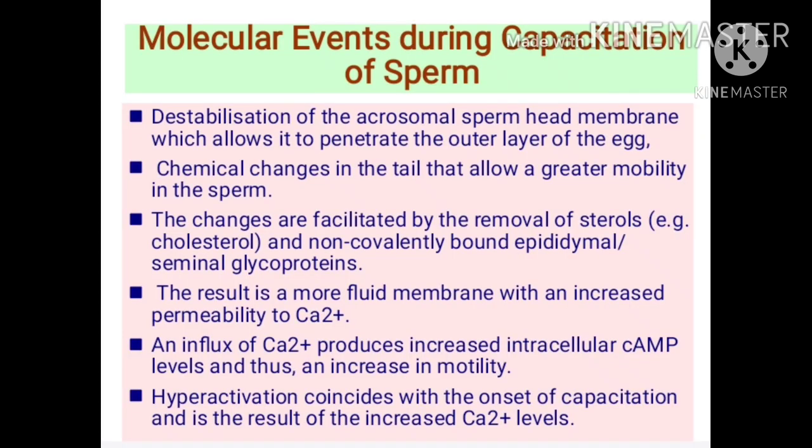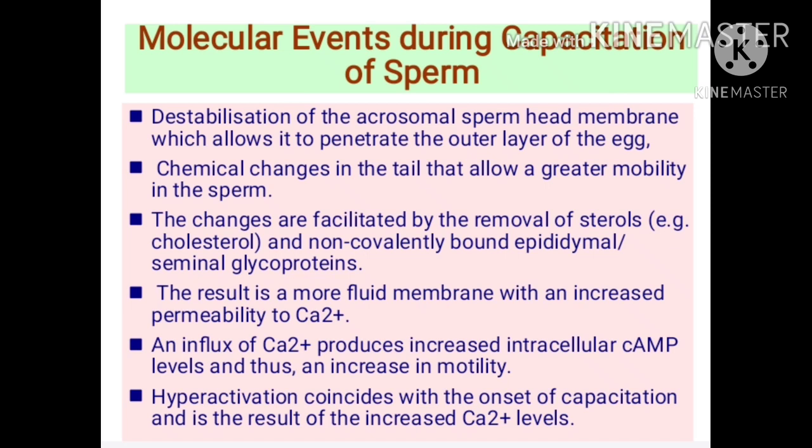Let us understand the major molecular events that occur during the capacitation of sperm. The first one is the destabilization or structural disintegration of the acrosomal sperm head membrane, which helps the sperm to penetrate the outer layer of the egg. The next one is a chemical change that occurs in the tail region of the sperm. As a result, the sperm become more and more activated, and we can see hypermovement of the sperm.